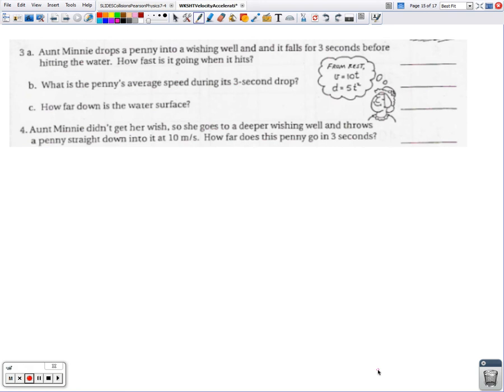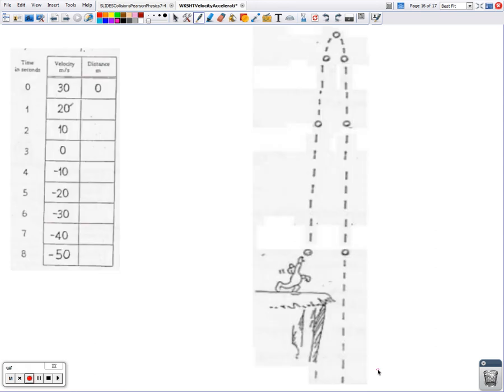Average speed is 15. Yeah. Distance is 45. Water surface is 45. Yes. Because it's 15 times 3. Oh, 3 seconds. Okay. Then the first one is 30, right? The average speed is 15 over those 3 seconds, because it's 0 to 30, divided by 2. It falls in 3 seconds. How fast is it when it hits? Oh, when it hits, it'll be 30.